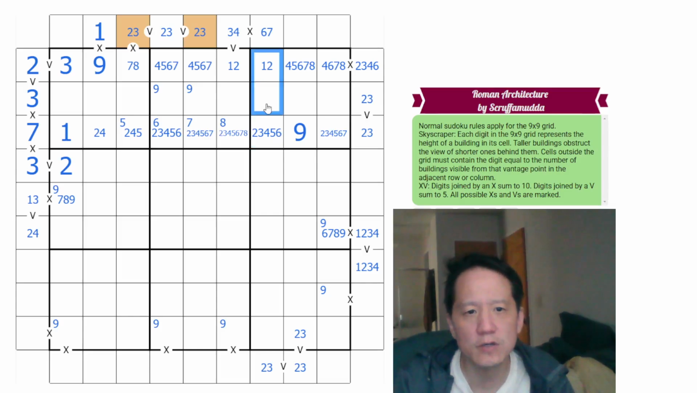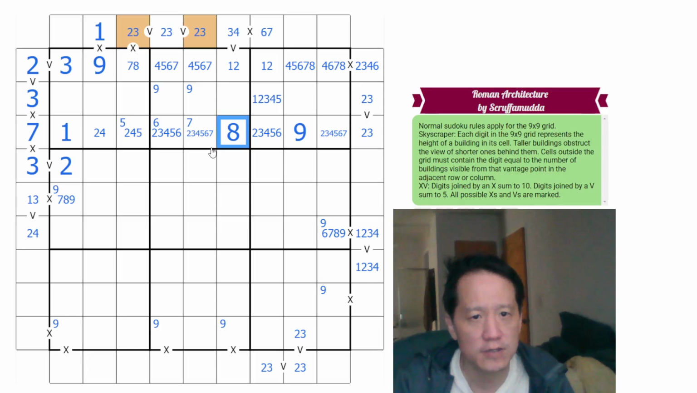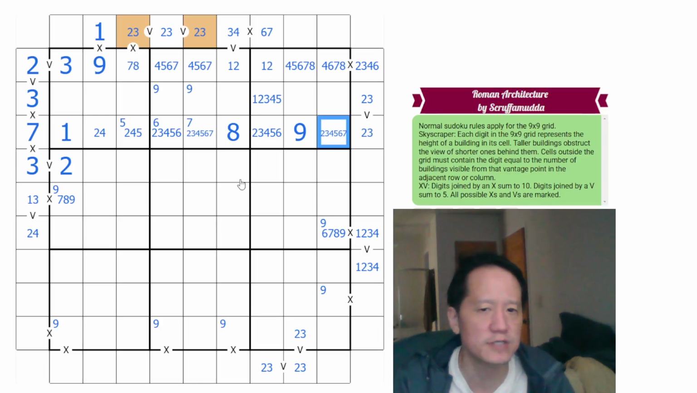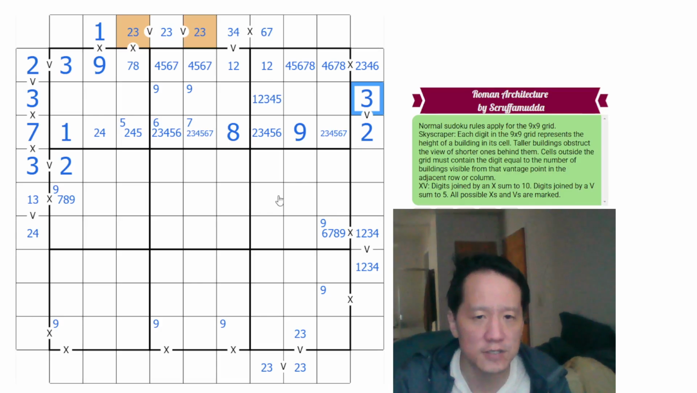So this can be 1 through... It sees at least 4 others. So this has to be 1 through 5. This could be 6. So this has to be 8, then. This has to be 8. This is shorter than it. This could be a 7 here. We're not sure. This then sees 2. This has to see 3.